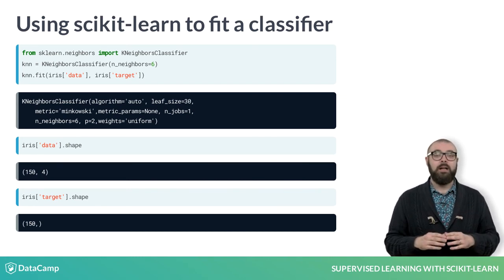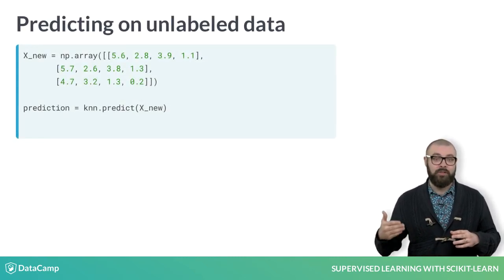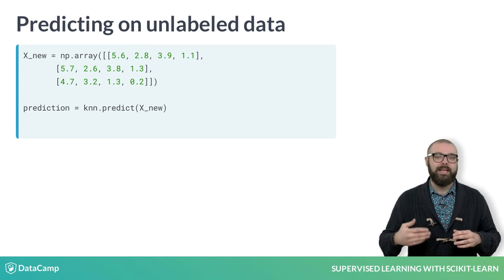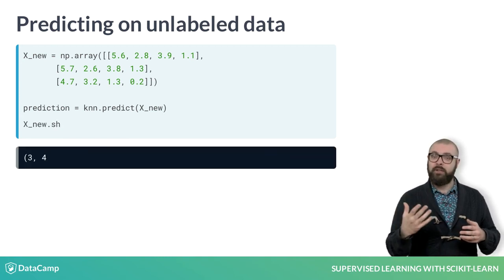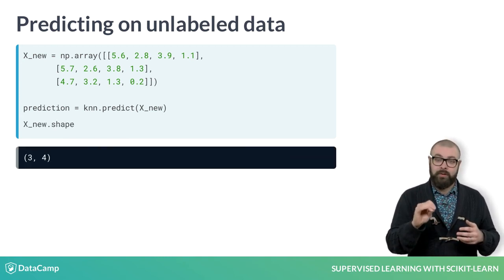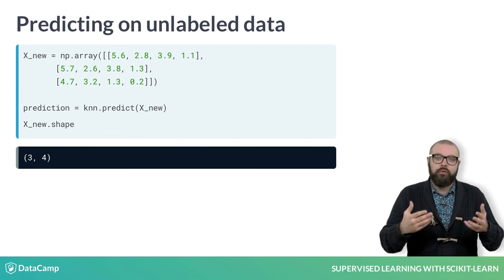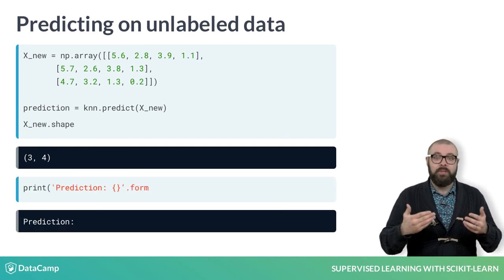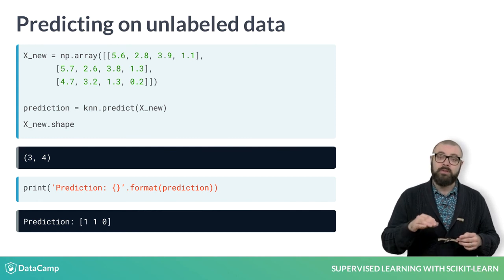Now that we've fit our classifier, let's use it to predict on some unlabeled data. Here we have a set of observations X_new. We use the predict method on the classifier and pass it the data. Once again, the API requires that we pass it the data as a numpy array with features in columns and observations in rows. Checking the shape of X_new, we see that it has 3 rows and 4 columns. That is 3 observations and 4 features. Then we would expect calling knn.predict of X_new to return a 3x1 array with a prediction for each observation or row in X_new. And indeed it does. It predicts 1, which corresponds to versicolor for the first 2 observations, and 0, which corresponds to setosa for the third.